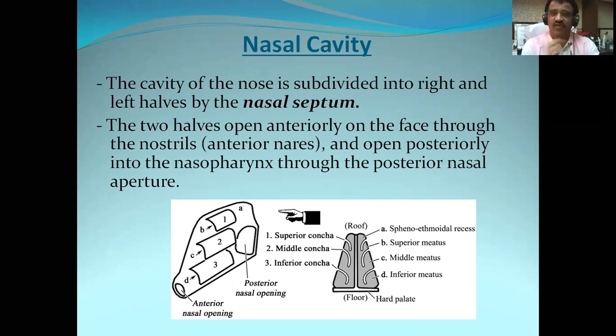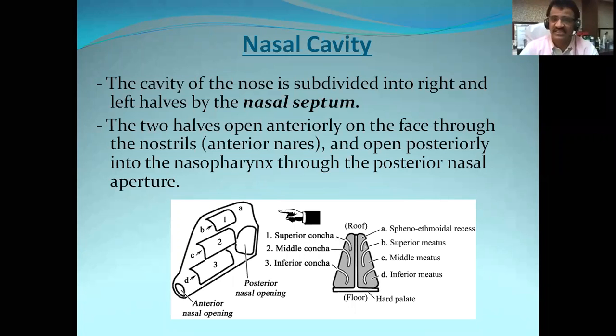You know, we have two nostrils, okay? So the nose is subdivided into right and left halves by a nasal septum. That is why we have two nostrils. The two halves open anteriorly on the face through the nostrils. Nostrils means the anterior nares, and posteriorly these nasal cavities open into the nasopharynx through the posterior nasal aperture. So through nostrils anteriorly and through posterior nasal apertures posteriorly.